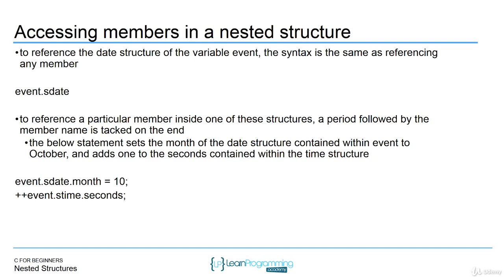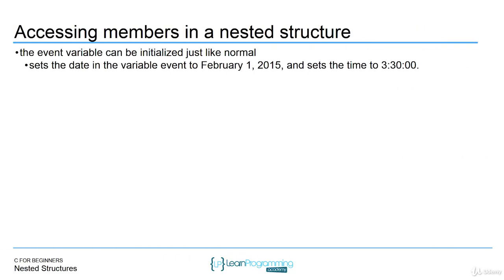And then if we want to change the seconds, increment by one, we can just say plus plus. We can use that pre-incrementation operator, plus plus event dot sTime dot seconds. We have to include those two dots. And seconds is an integer, so it's just going to add one to it. Very straightforward. The event variable can be initialized just like normal structures.